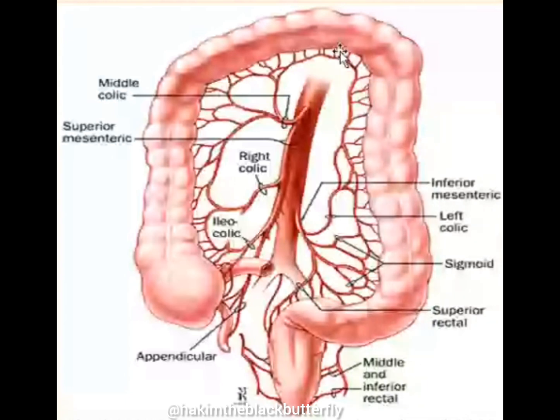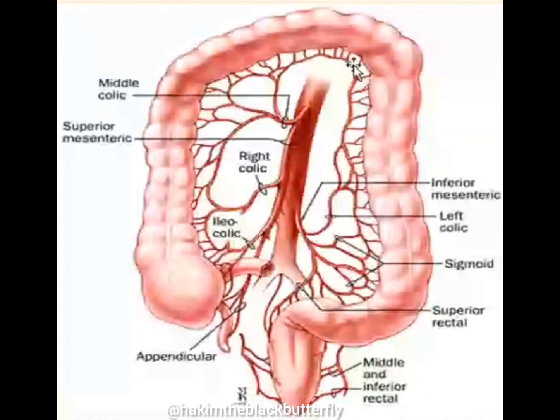Because the middle colic supplies the proximal 2/3 of the transverse colon, and the left colic supplies the distal third of the transverse colon. This anastomotic artery is what we call the marginal artery. The anastomotic artery between the middle colic and left colic is known as the marginal artery.